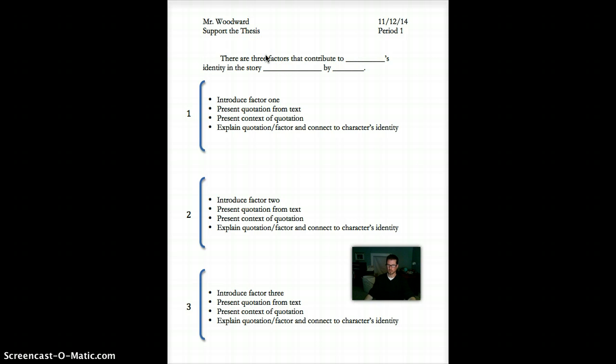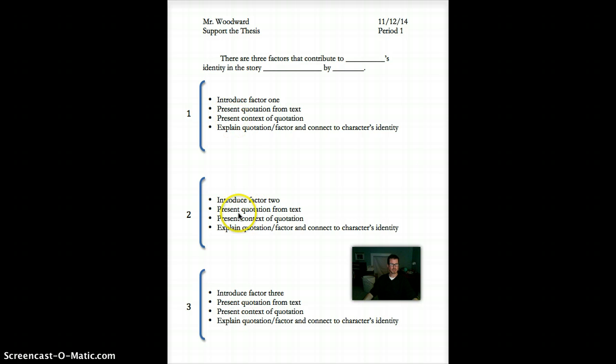We're not doing a full essay, so this is not a full introductory paragraph. For this assignment, we're kind of just working on the important pieces. Your thesis, of course, you need to fill in your character's name, plus the story title and the author. And then each of these paragraphs here are just based on each of the factors. You have 3 factors that you've chosen that affect the characters or contribute to the character's identity. And that's what you'll be doing in each of these body paragraphs.